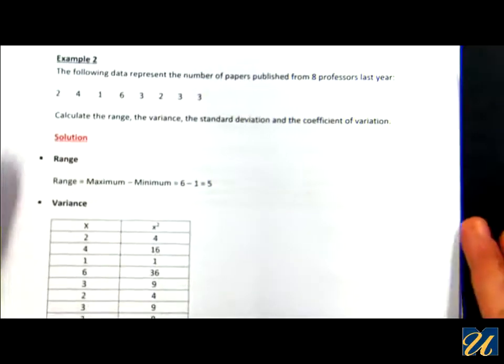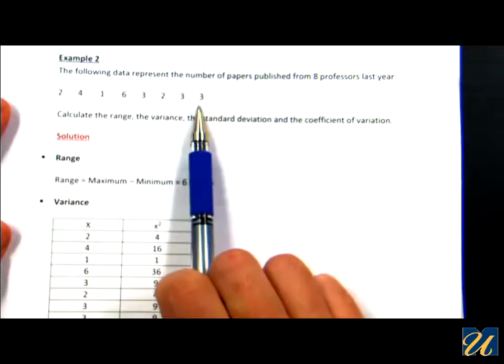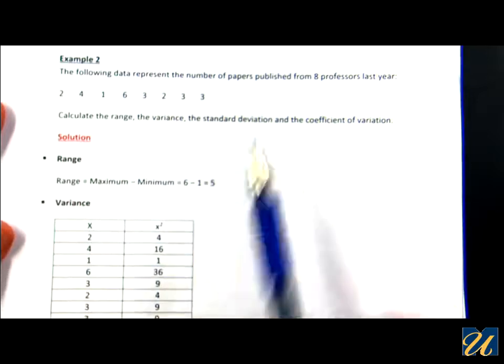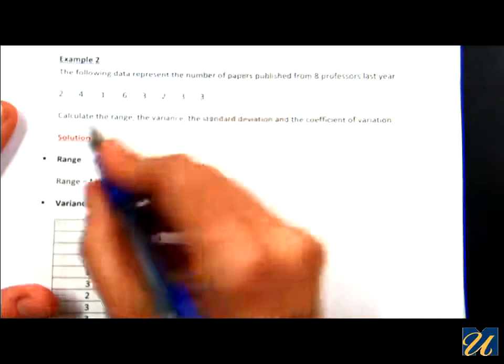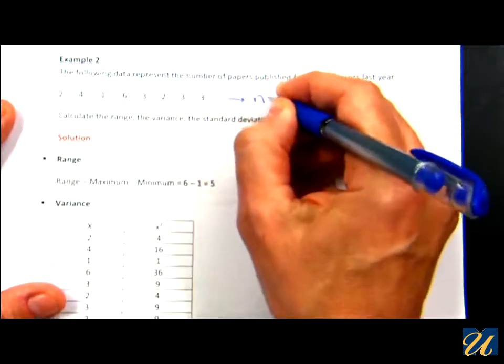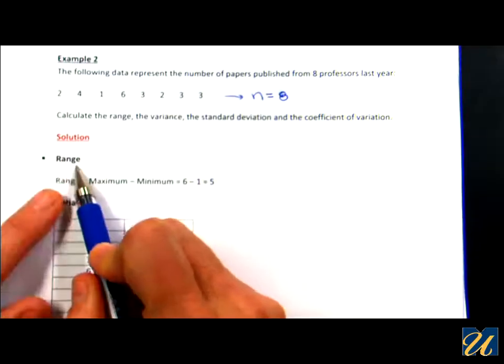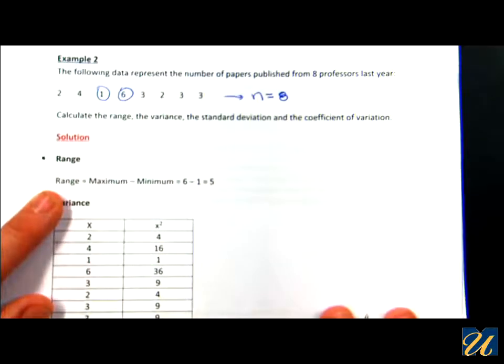So, for this example, the following data represents the number of papers published from 8 professors last year. This is the data set that we have. We want to calculate the range, the variance, the standard deviation, and the coefficient of variation. So, we have n equal to 8, first off. We want to find the range. We will do maximum minus minimum. 6 minus 1, this is equal to 5.